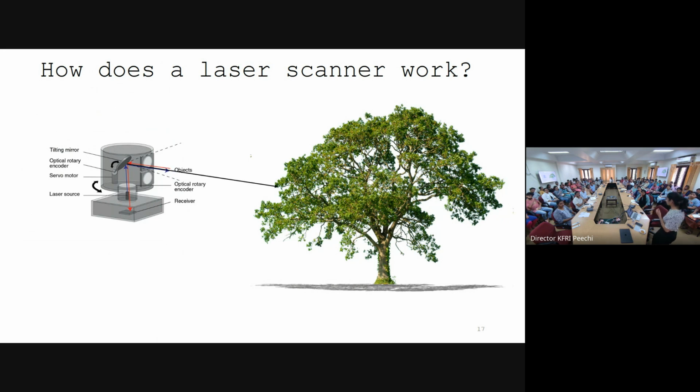It sends out laser pulses, and as soon as a laser pulse hits an object, it's reflected back to the sensor. And based on the total time it takes for the pulse to hit and get bounced back from the object, that's how we estimate the distance of the object from the sensor, and that's how we get the 3D point.